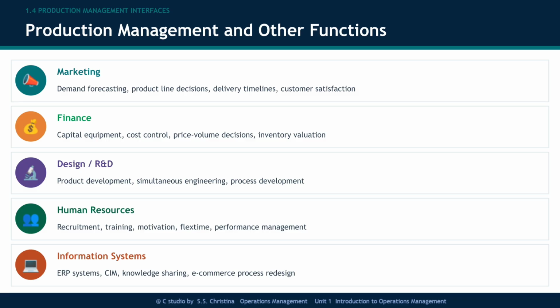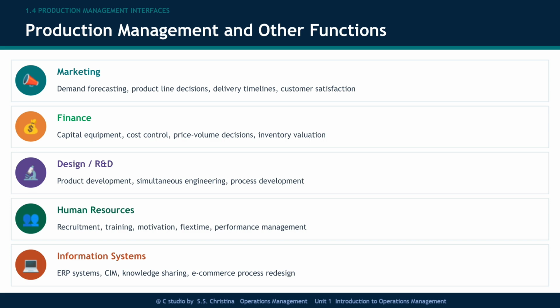Third, design and R&D. Product life cycles are shrinking. Getting products to market faster requires tight integration between designers and production managers. Simultaneous engineering, where design and production planning happen in parallel, is increasingly standard practice. Process engineering directly determines how products can be made.